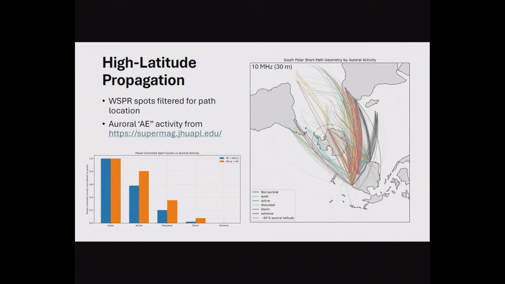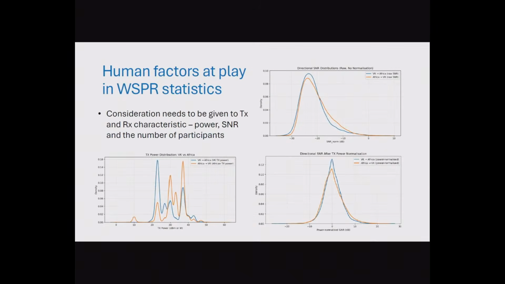But what was surprising is some asymmetry in the signal across that path. Now, this plot down here is the power distribution for VK to Africa and Africa to VK. Australians tend to use lower power, it seems. I guess we've got perhaps a different audience out there.